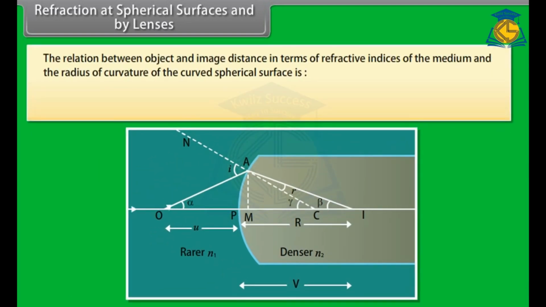The relation between object and image distance in terms of refractive indices of the medium and the radius of curvature of the curved spherical surface is N2 by V minus N1 by U is equal to (N2 minus N1) by R.